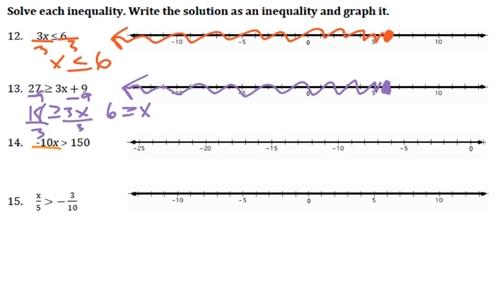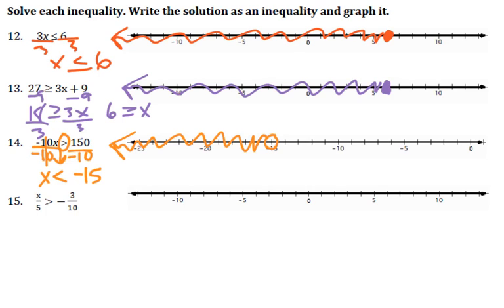Number 14, we divide by negative 10. Now, here's one of those cases. We're dividing by a negative number. So I get x equals negative 15, but because I divided by a negative, I have to switch my inequality. I have to reverse the sign. So I get x is less than negative 15 instead of x is greater than negative 15. So I go to negative 15. X is not equal to, so I make a hollow circle. X is less than, so I shade to the left.